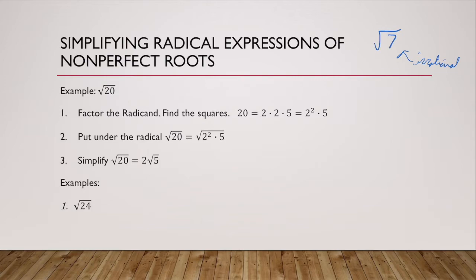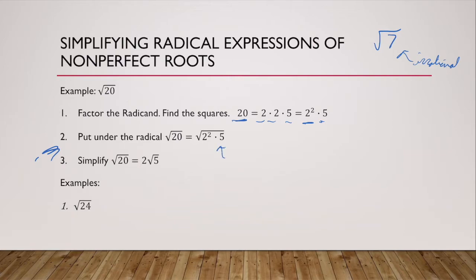So for example, if I have the square root of 20, what we want to do is factor the radicand. Again, that's what's under our radical, and find the squares. So I have 20, which is 2 times 2 times 5, which is 2 squared times 5. I'm going to put that under the radical. So I have the square root of 20 equals the square root of 2 squared times 5.